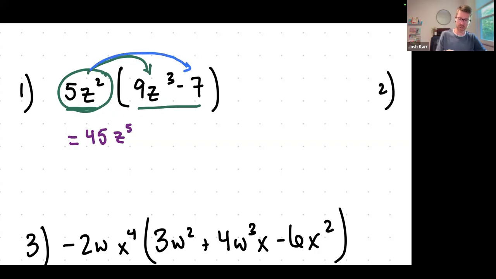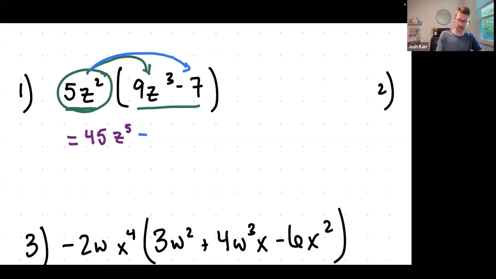All right. Let's distribute to the -7 now. So 5 times -7, -35. And then z squared, there's no other z to combine that with, so we're just going to make sure that it comes along for the ride. All right, so now we got 45z to the fifth minus 35z squared.